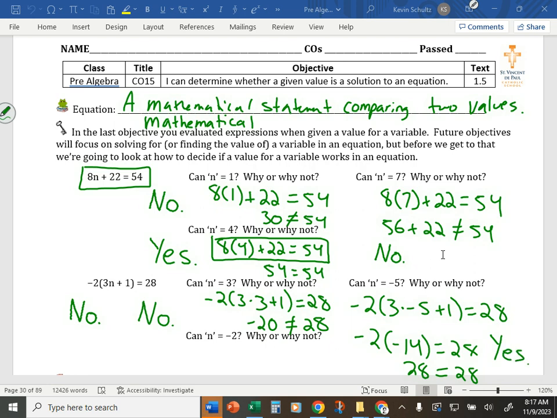n is negative 5, your reasoning for the third one here, can n be negative 2, is no, but why not? What is the reason why? So can n be negative 2? No, and the reason why is because n already equals negative 5, and it can't be something else. You don't have to plug it in here because we already figured out what n can be.